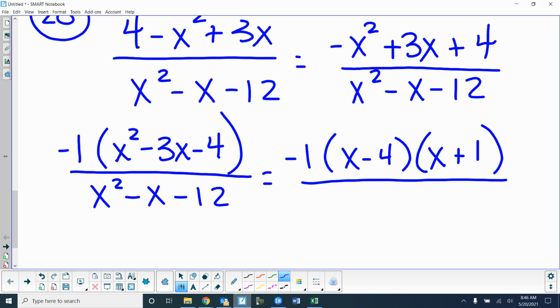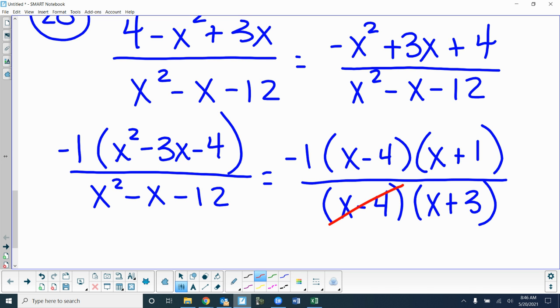And again, this is a regular trinomial, and A is 1, right? A is 1, B is -1, C is -12. So when A is 1, I just look at the C. What factors of -12, what times what, adds to give me -1? -4 and +3. Guys, remember those trinomial factoring? Now, are there any factors that I can cancel? Yeah, the x minus 4s, right? Okay, so -1 times x plus 1 over x plus 3.